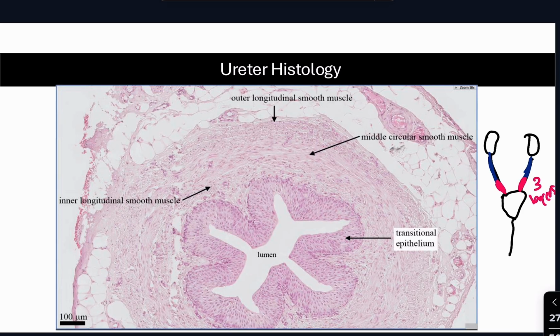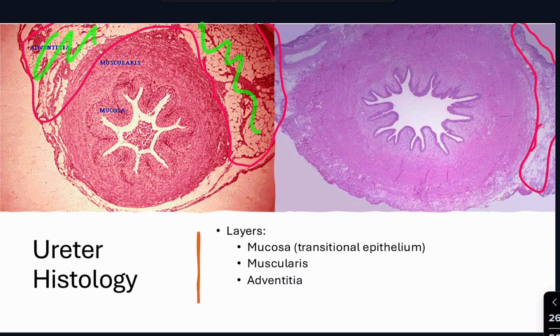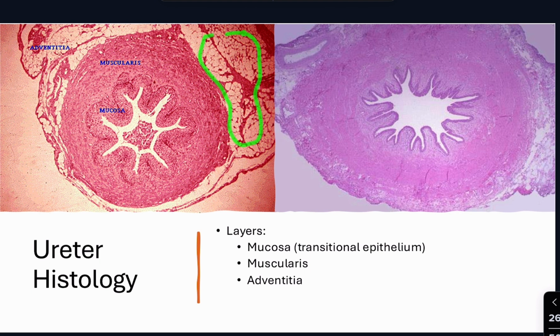And then finally, that adventitia is going to be composed of areolar connective tissue with a lot of blood vessels and structures like that. It might not be present in all sections, but on the one on the left, for example, we can see that very clearly. We have a nice adventitia, very loose areolar connective tissue, right? And some adipocytes surrounding it. And that's usually pretty distinguishable from the muscularis layer. Okay.